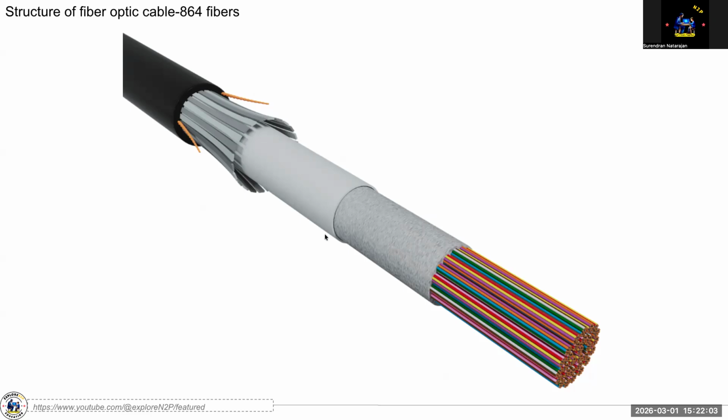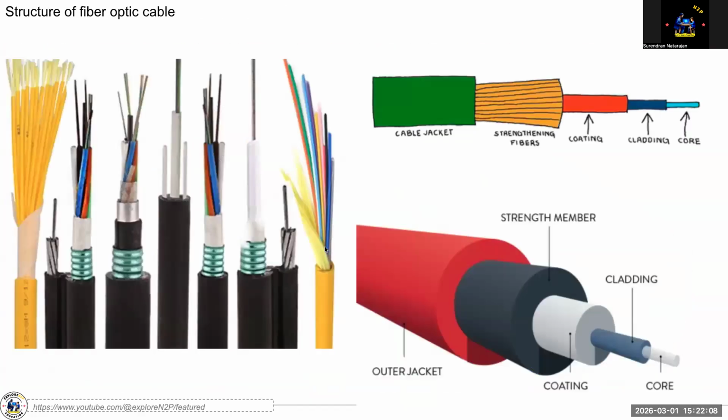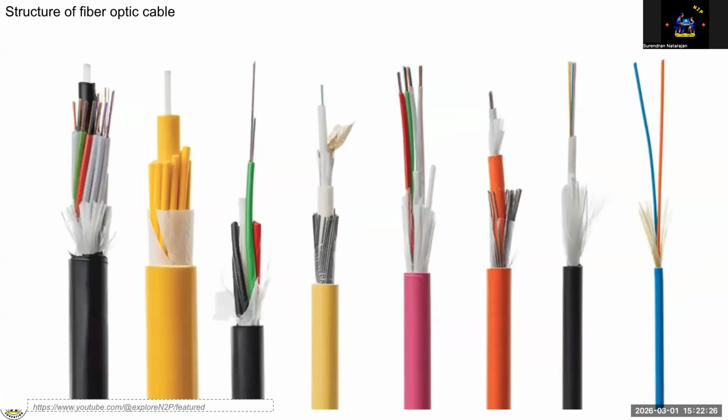Mostly people now follow this structure type only. It has the core, cladding, coating, plastic coating, strengthening fiber material, and cable jacket. Everything is thick. These are all different packings of fibers.